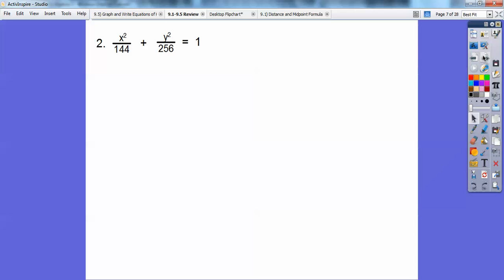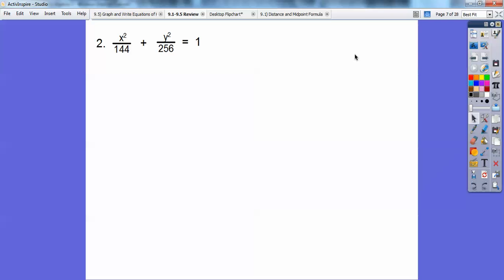All right, here's another one: x squared over 144 plus y squared over 256 equals 1. This guy is an ellipse. It's already set up in the form that we want. I know it's an ellipse because that's a plus sign, and the x is being squared, the y is being squared, and these are different numbers. If they were the same numbers, it would be a circle.